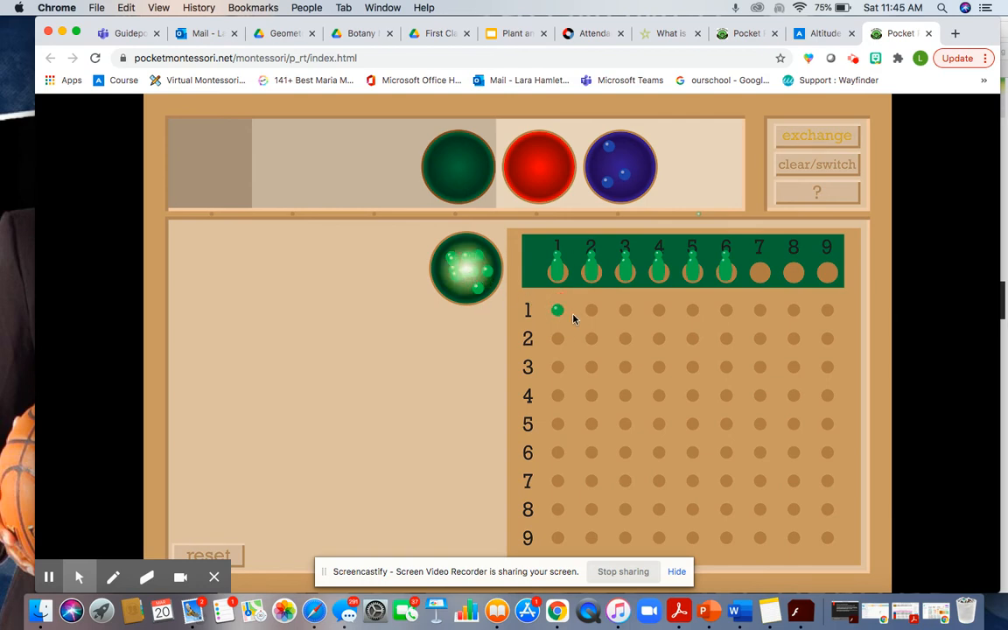I now highlight my units and lay them out across my board. I'm out of units, but I still have tens I need to exchange. So I highlight my tens and click Exchange. I can continue laying down my units. I've run out, but I still have more tens to exchange. I highlight my tens, click Exchange, and continue laying out my units.